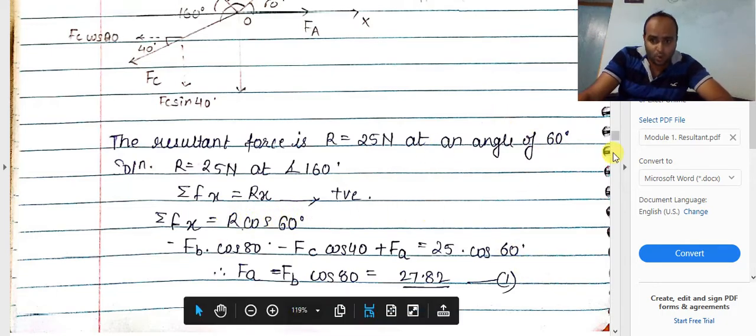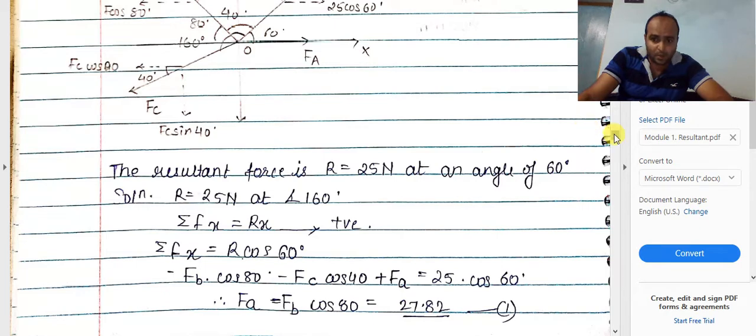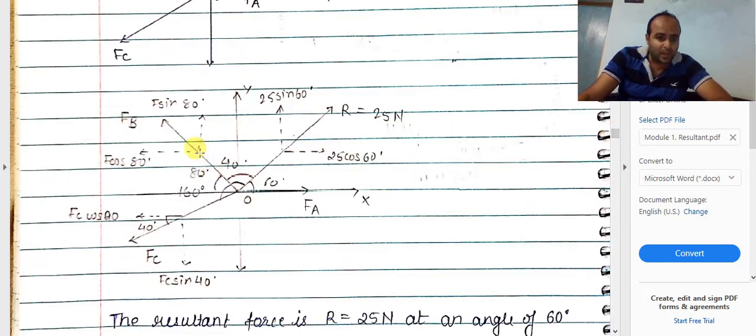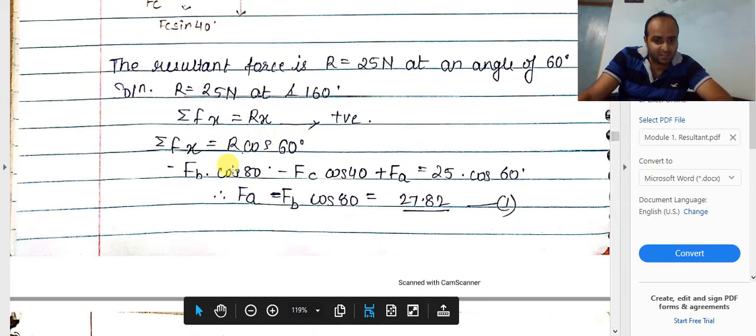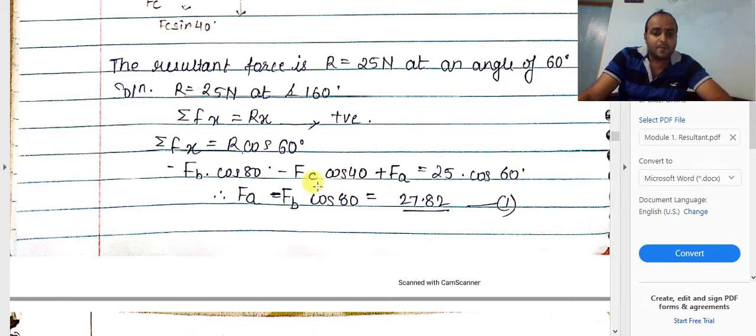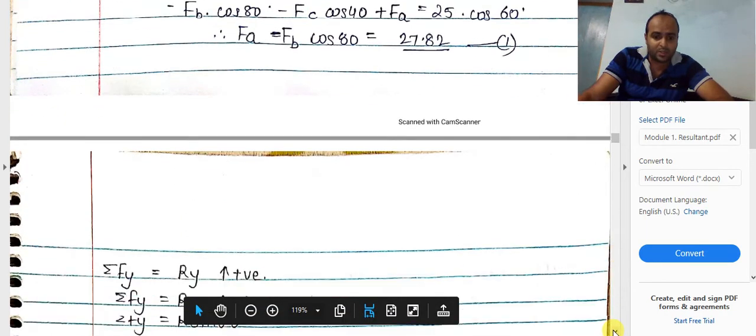So I can go to the diagram again and frame the equation then and there. As you can see, this will be minus Fb cos 80 minus Fc cos 40 plus Fa is equal to 25 cos 60. Minus Fb cos 80 minus Fc cos 40 plus Fa is equal to 25 cos 60. So from this we get Fa minus Fb cos 80 is equal to 27.82, since we were given the value of Fc. That is how the calculation comes out. This will be equation number 1.